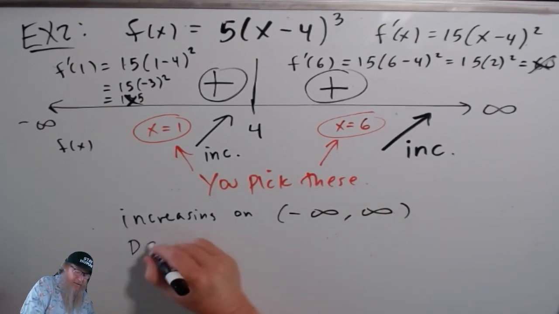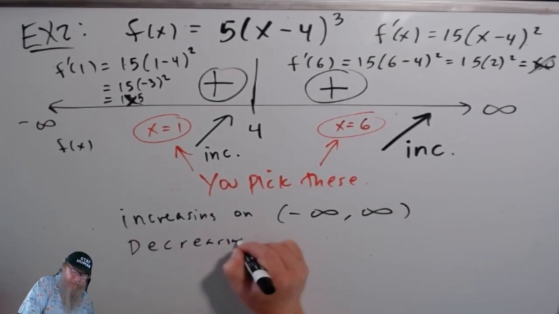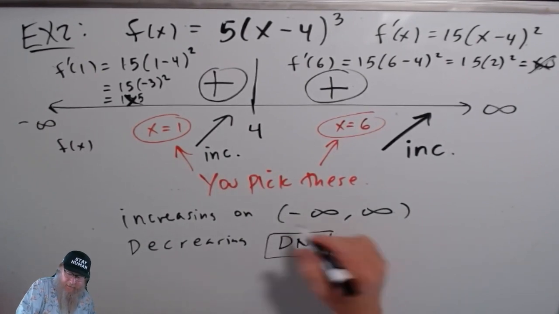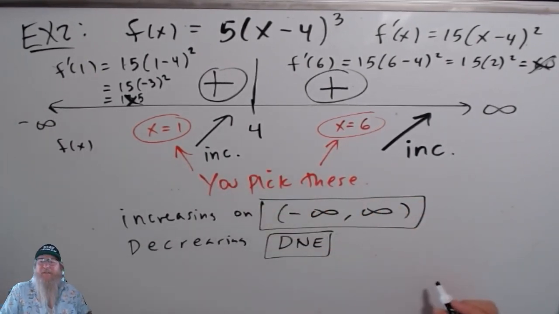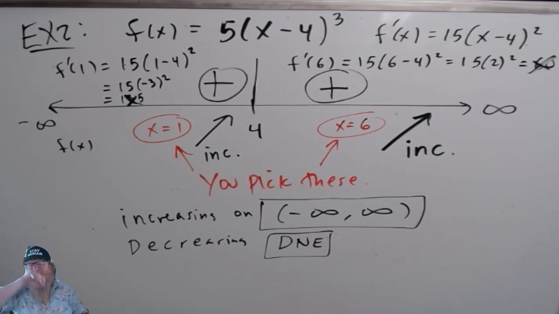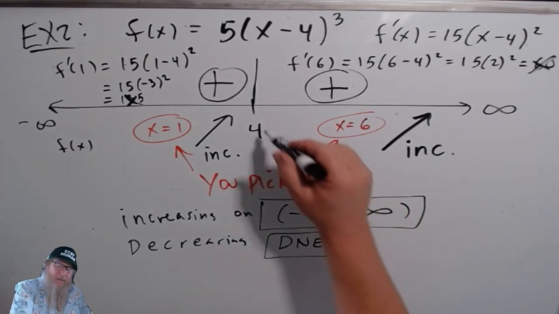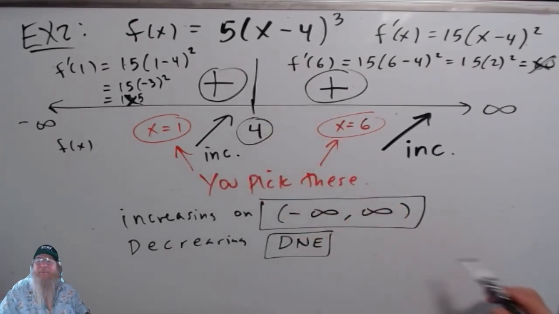Decreasing: DNE, does not exist. It's never decreasing. What's happening at 4?